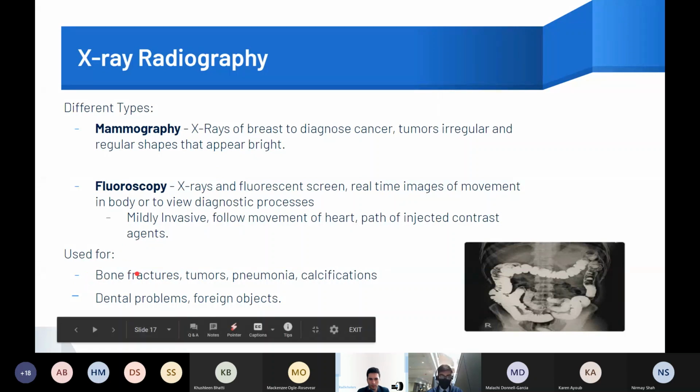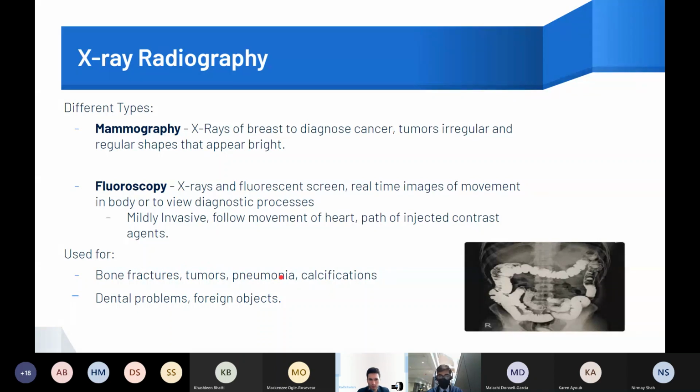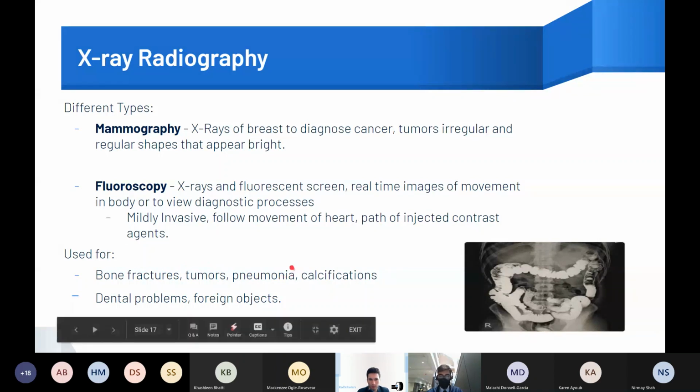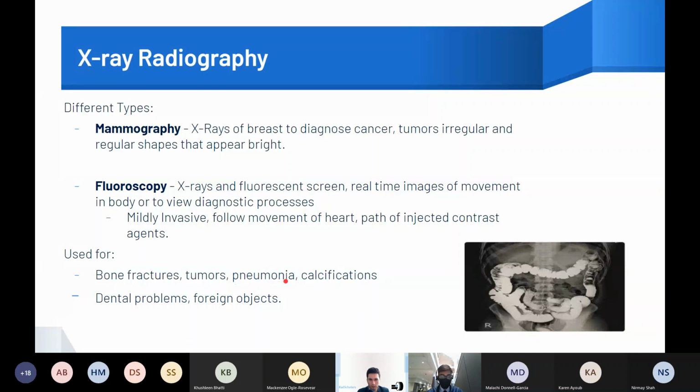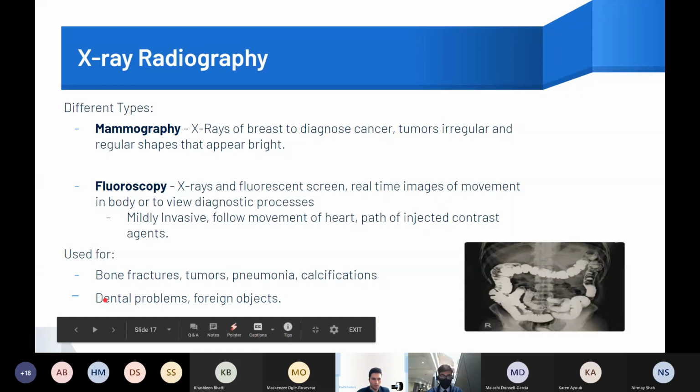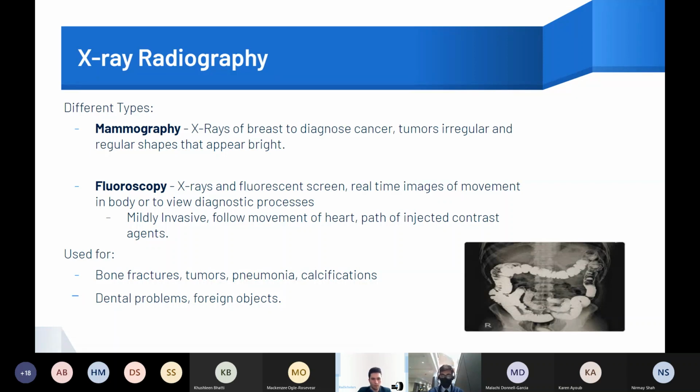And X-rays are very often used for bones, bone fractures, tumors, as well as for the lungs, pneumonia, calcifications. And I think in the workshop in the morning, you looked at different types of lung X-rays and CTs, ground glass pathologies. So that all applies to research as well, especially COVID-19 research, which we'll talk about at the end of the presentation as well. You can also use X-rays for dental problems, foreign objects, and these are two things that I think everyone's seen for themselves and on social media and media in general as well.